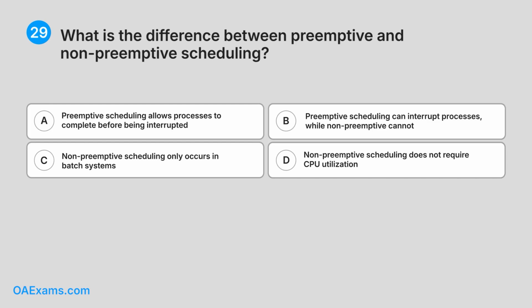A. Preemptive scheduling allows processes to complete before being interrupted. B. Preemptive scheduling can interrupt processes, while non-preemptive cannot. C. Non-preemptive scheduling only occurs in batch systems. D. Non-preemptive scheduling does not require CPU utilization. Do you know the answer?